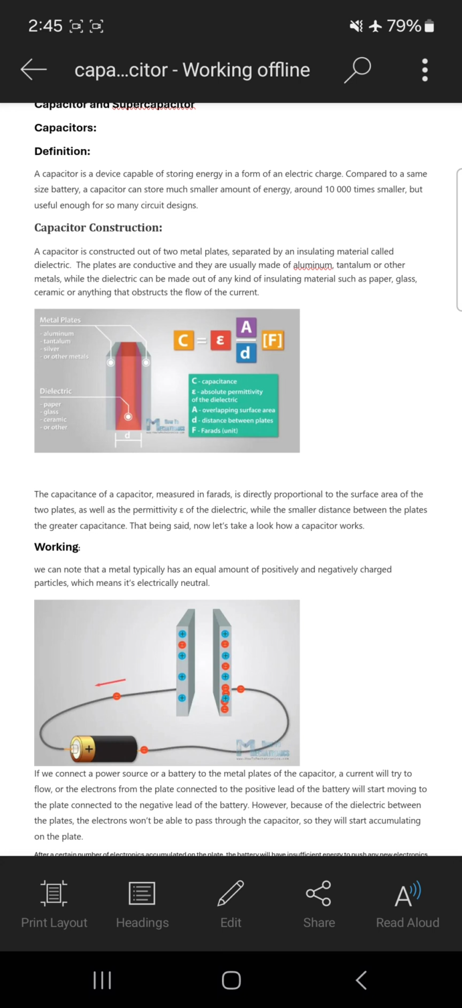Okay, the capacitance of a capacitor is represented by C and it is equal to epsilon A over D, in farad. Here C is the capacitance of the capacitor, epsilon is the absolute permittivity of the dielectric, A is the overlapping surface area, D is the distance between plates and F is the farad, which is the unit of capacitance. The smaller the distance between plates, the greater the capacitance.